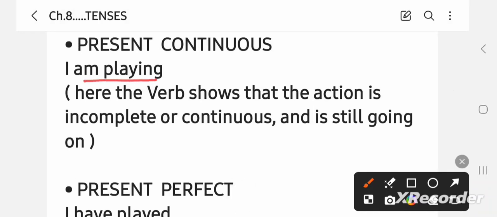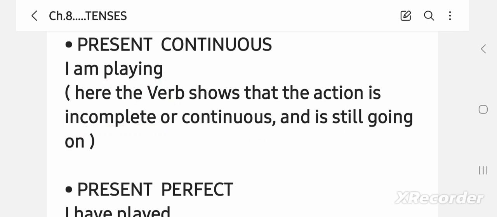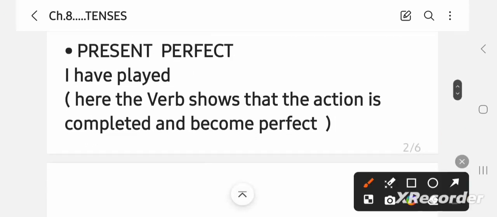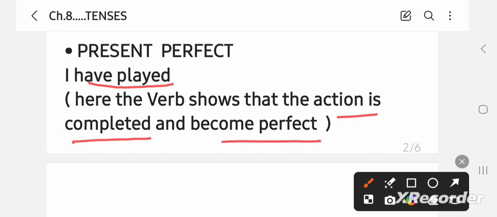Here the verb shows that the action is incomplete or continuous. Either the action is incomplete, it's not yet finished, or it is continuous, it's still going on. Then we have the present perfect tense. I have played. Here the verb shows that the action is completed and has become perfect. Action पूरा भी हुआ है and it has become perfect.